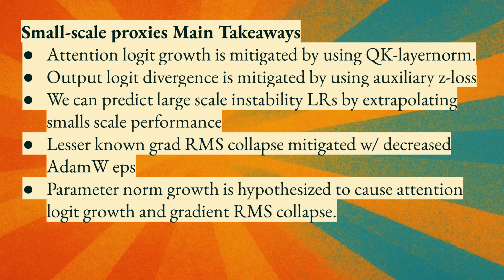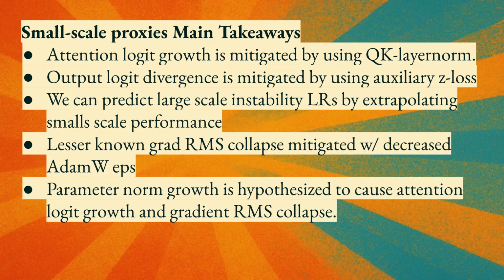For the small-scale proxies paper, here are the main takeaways that I want to focus on. Attention logit growth is mitigated by using QK layer norm. Output logit divergence is mitigated by using z-loss. We can predict large-scale instability learning rates by extrapolating small-scale performance. The lesser-known gradient RMS collapse is mitigated with a decreased AdamW epsilon. And parameter growth seems to be causing the attention logit growth and the gradient RMS collapse for different reasons.